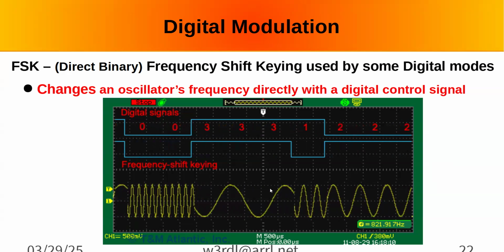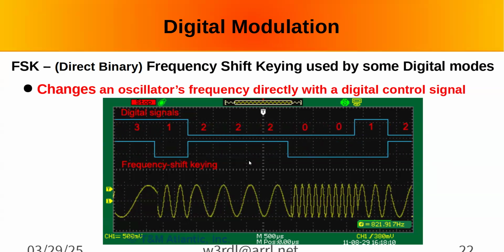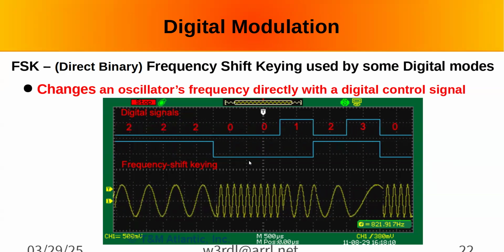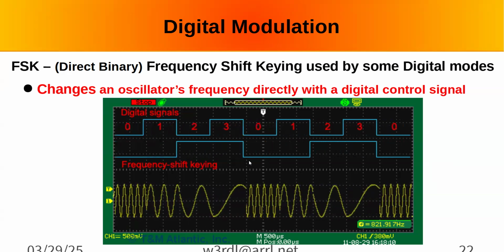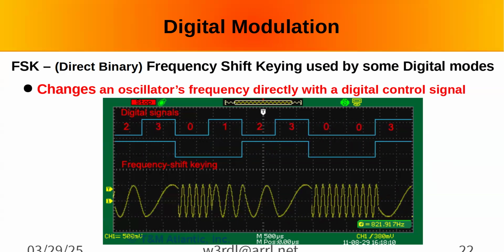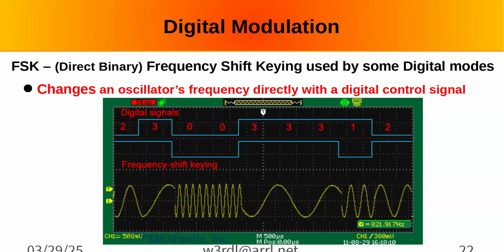Yes. And you see they're kind of random: 0, 1, 2, and 3. So 4 different states. Depending on which one, that determines what the frequency is for that symbol.